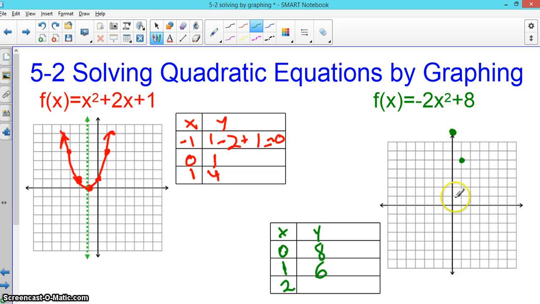I didn't draw the axis of symmetry, partially because it's already there. It's the y-axis. For this one, the y-axis is the axis of symmetry, because the vertex is on the y-axis. And then we plug in 2. Negative 2 times 4, so it works out to be 0 actually. So you get 0 here if you plug the numbers into the formula.